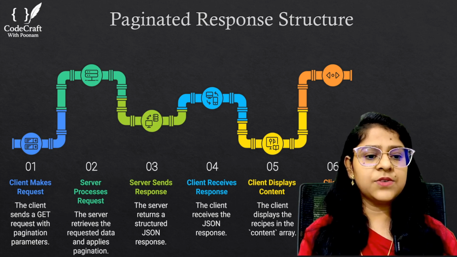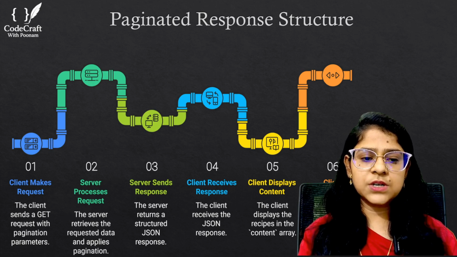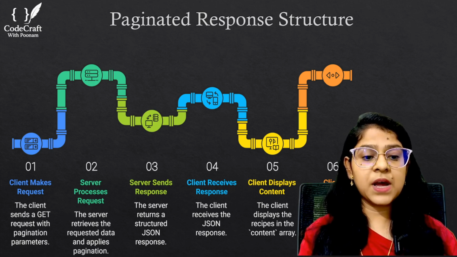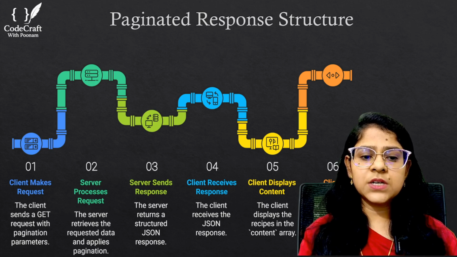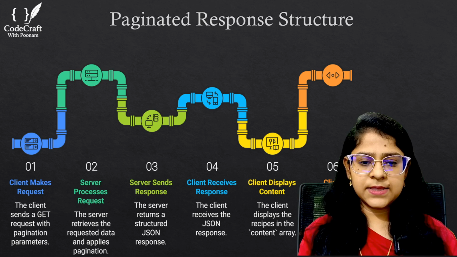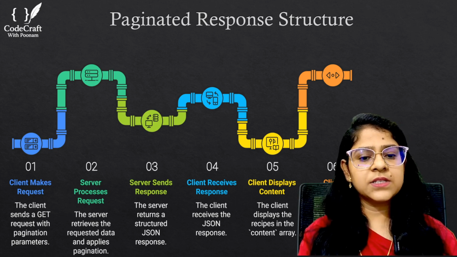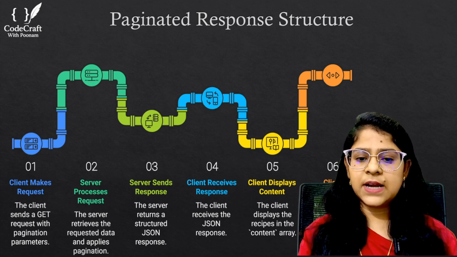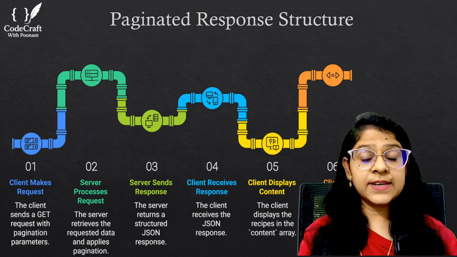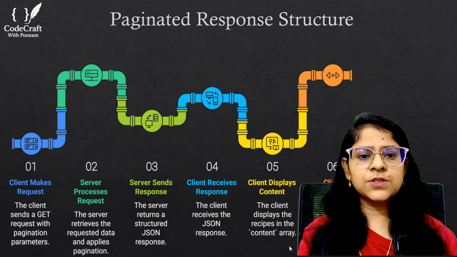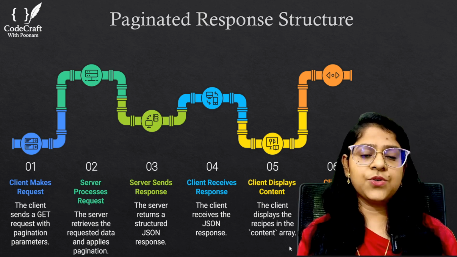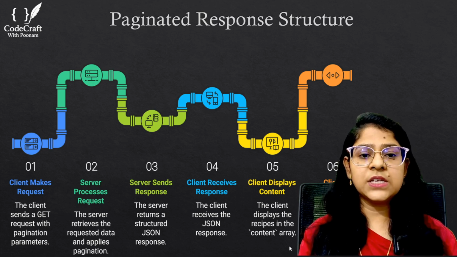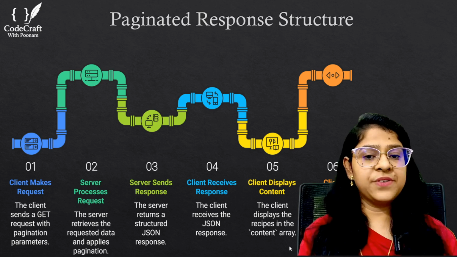Then the server processes the request. The server retrieves the requested data and applies pagination. Then the server sends the response, returning a structured JSON response, and the client receives the JSON response. Then the client displays the recipes in the content array. The content array holds the actual recipes. The other fields give the client everything it needs to build next or previous buttons.